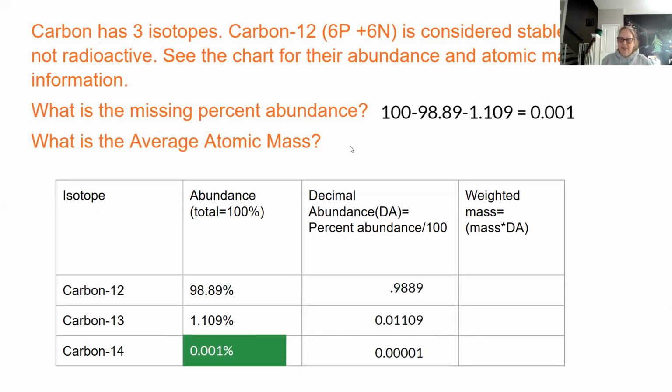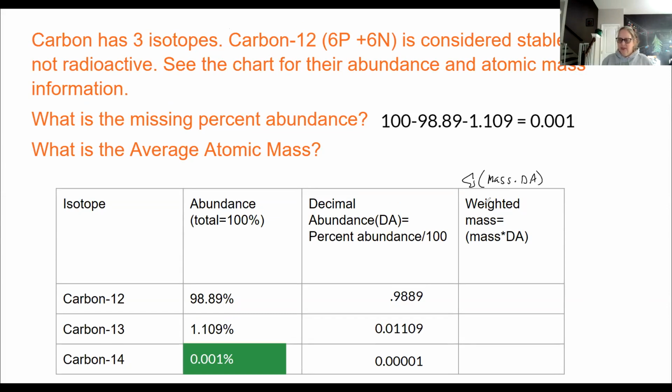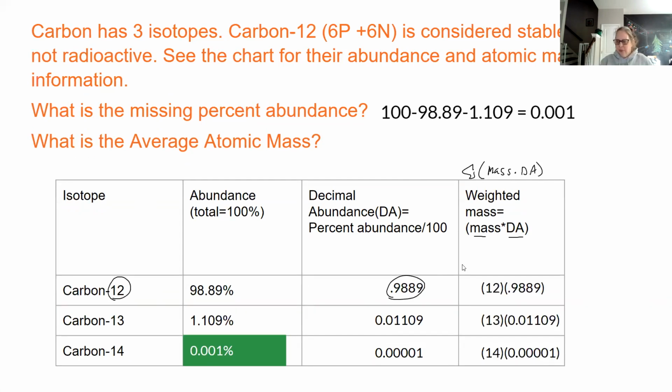Now the weighted mass calculation, that is what we said, the sum of the mass times the decimal abundance. So right now we're getting the mass times the decimal abundance, which is what would go in that next column. 12 times 0.9889, 13 times 0.01109, 14 times 0.00001. And we're finding those answers.